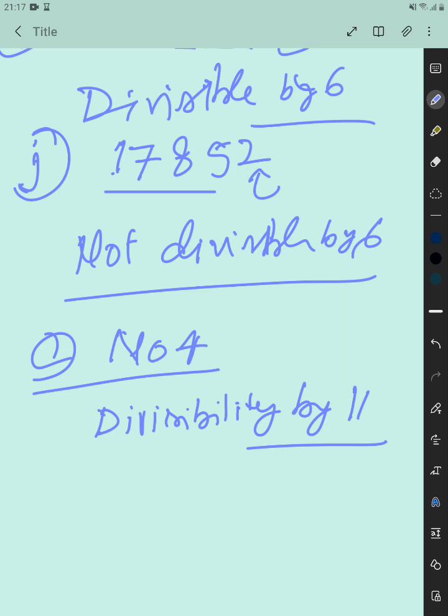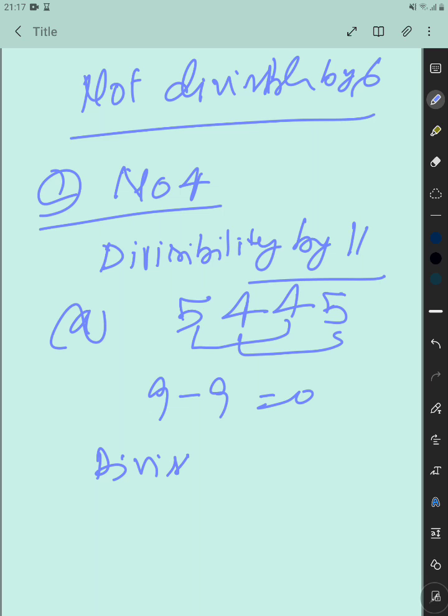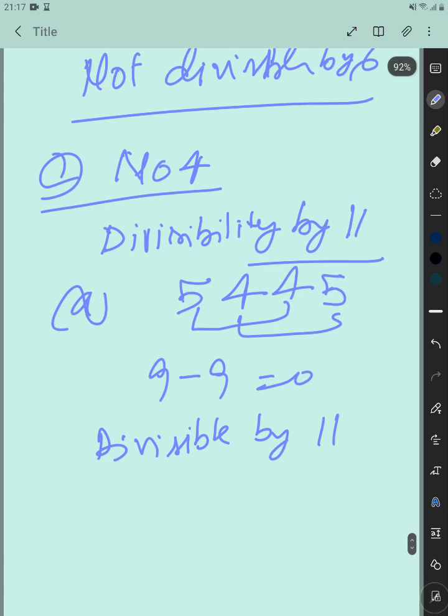Okay. So we'll have a few questions. A part is 5 5 4 4 5. So first of all we'll take the odd places and add these numbers. So it's 9, and the even places sum is also 9. So the difference is 0. Since the difference is 0, it is divisible by 11. 0 or a multiple of 11.